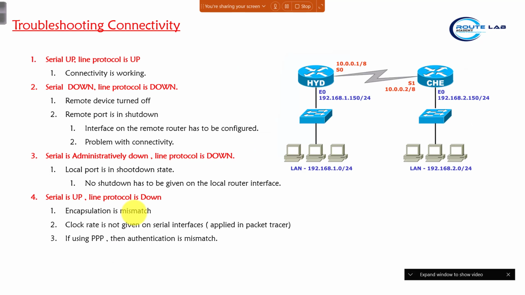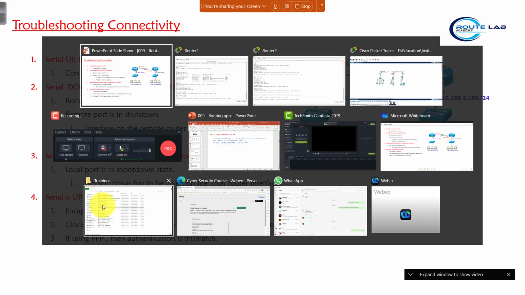Coming to the fourth point, whenever you see the status message up and down, we'll come to this fourth point of troubleshooting after discussing some kind of WAN encapsulations.